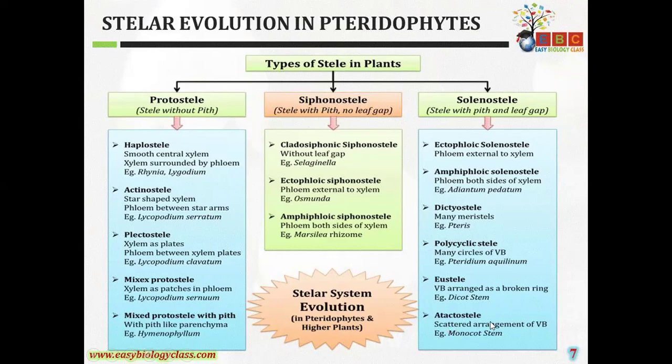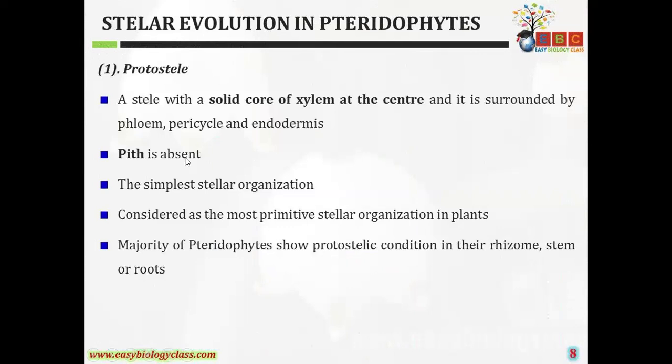And atactostele: these are what we can see in the higher plants, that is the dicots and the monocots. In the dicot stem, the vascular bundles are in the solenostelic condition with the eustele, and atactostele in the monocot, that is the scattered arrangement of the vascular bundles. That condition is called atactostele. So this is what I explained just now. Protostele.